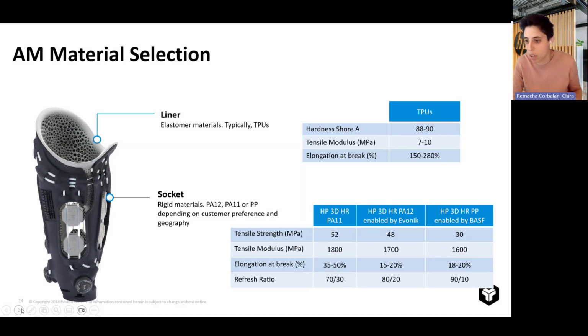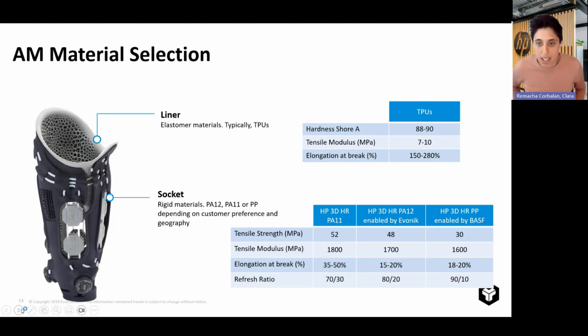These ratios, basically what they mean is for PA11 being 70-30, this means that for every job that you do, you need to add 30% of fresh material. Versus in PA12 that you need to add 20% always of fresh material, the rest is recycled. And then PP, you need to add 10% of fresh material every time that you do a job.